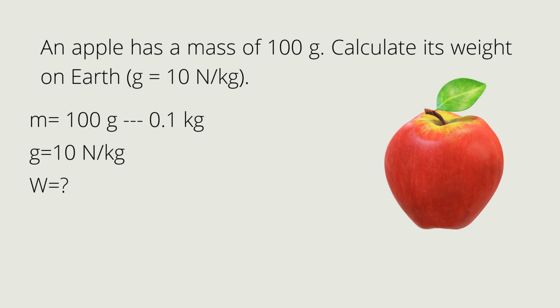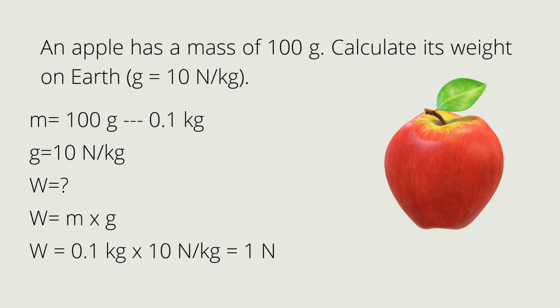So next step, you need to write the formula for weight. The formula for weight is mass times g, or gravitational field strength. So now you have all the information, you know what you need to find out, you write a formula, so the next step is to put everything in the formula. Mass is 0.1 kilogram times 10 newtons per kilogram equals 1 newton. So the answer is 1 newton. An apple with a mass of 100 grams will have a weight of 1 newton on the planet Earth.